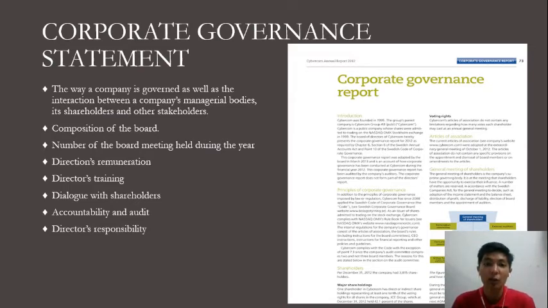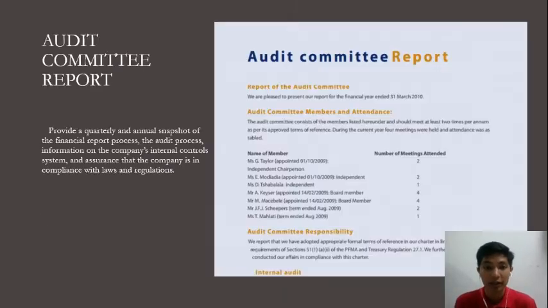The corporate governance statement must have the composition of the board, number of board meetings held during the year, directors' remuneration, directors' training, dialogue with shareholders, accountability and audit, and the last one is directors' responsibility. Next, the audit committee report provides a quarterly and annual snapshot of the financial reporting process, the audit process, information on the company's internal control system, and ensures that the company is in compliance with laws and regulations.